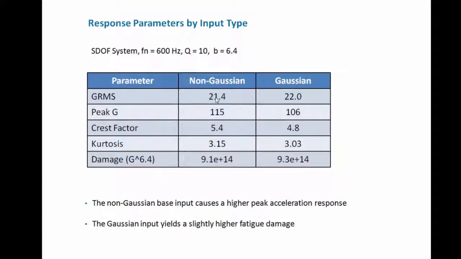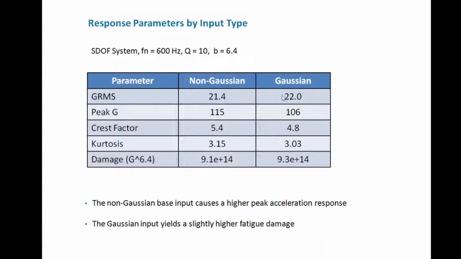So for the overall GRMS values, these were actually the responses here. The response was slightly lower for the non-Gaussian case than the Gaussian case. The peak G response was slightly higher for the non-Gaussian case than for the Gaussian. The crest factor was 5.4 for the non-Gaussian and 4.8 for the Gaussian case. So, of course, since the peak value is higher for non-Gaussian, we'd also expect the crest factor to be higher as well. It's pretty intuitively clear.